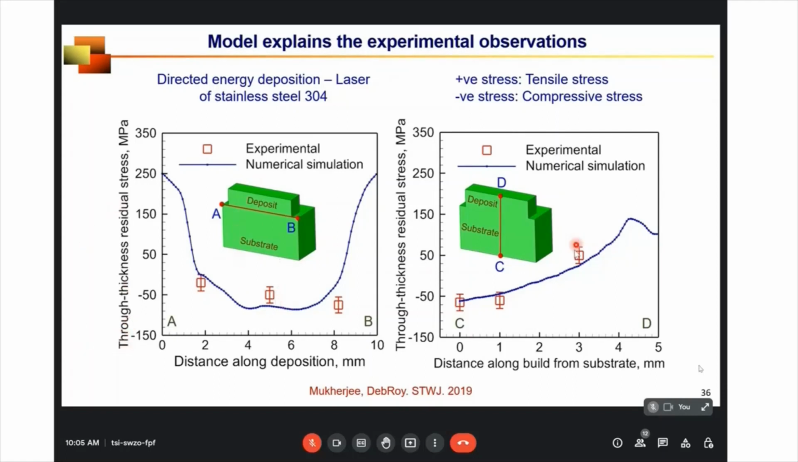So in both cases, you can see that the residual stresses measured using the hole drilling technique match reasonably well with the computed result. So it gives us the confidence that we can use this type of calculated result for predicting defects such as delamination.